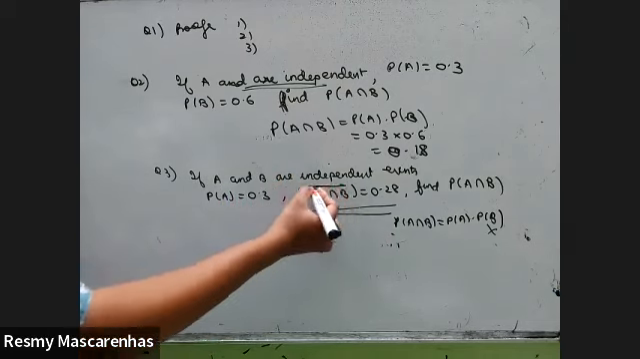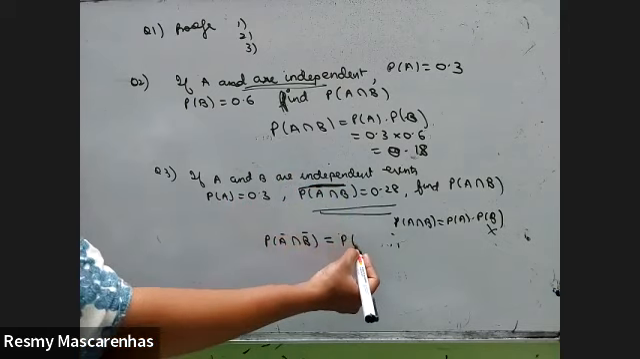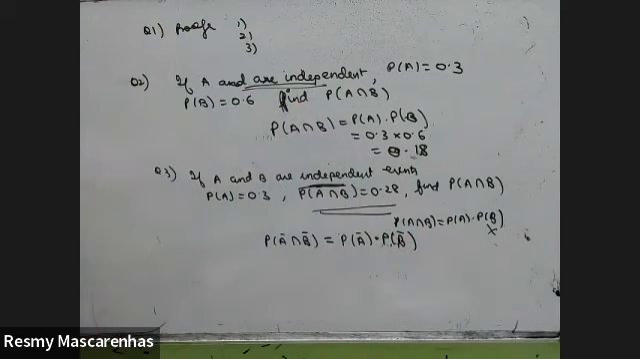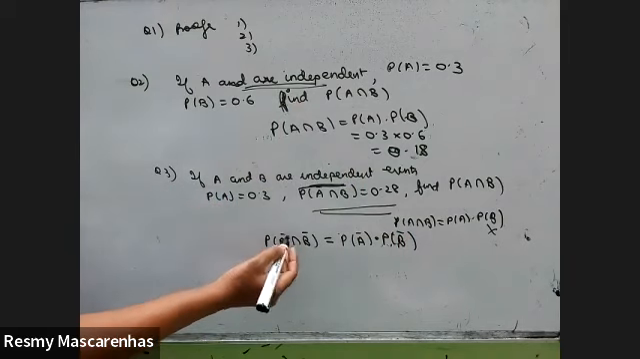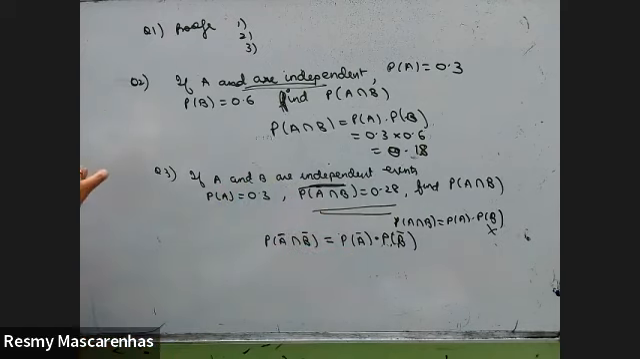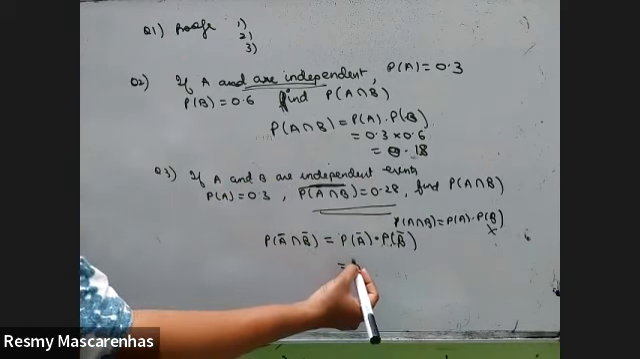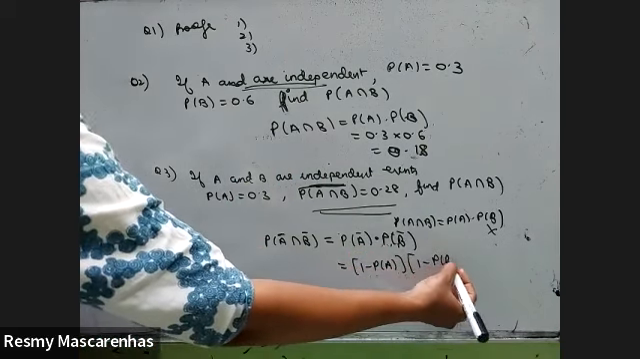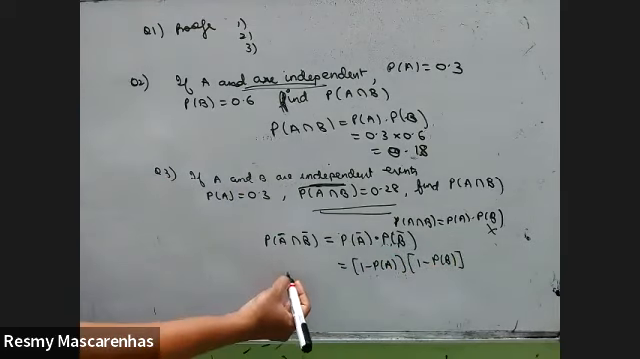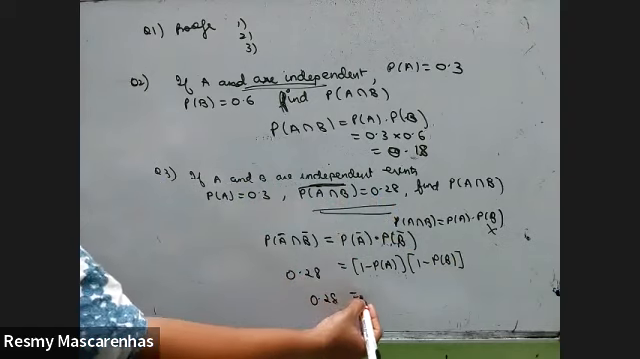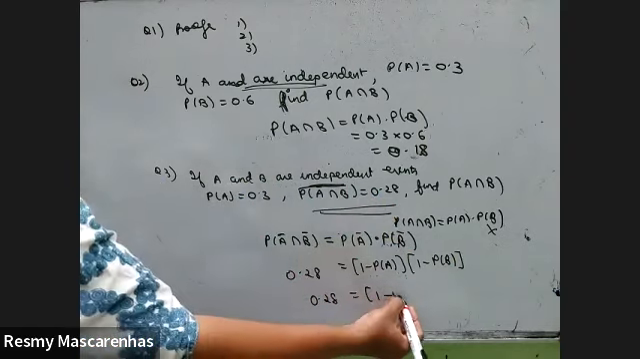If they are independent, then even these complements are independent. So I can write it as P of B bar. Just see this. In the first proof just now, we have seen that if A and B are independent, then its complements are also independent. So what is P of this? This is nothing but 1 minus P of A, and this is 1 minus P of B complement. And this is given as how much? 0.28.